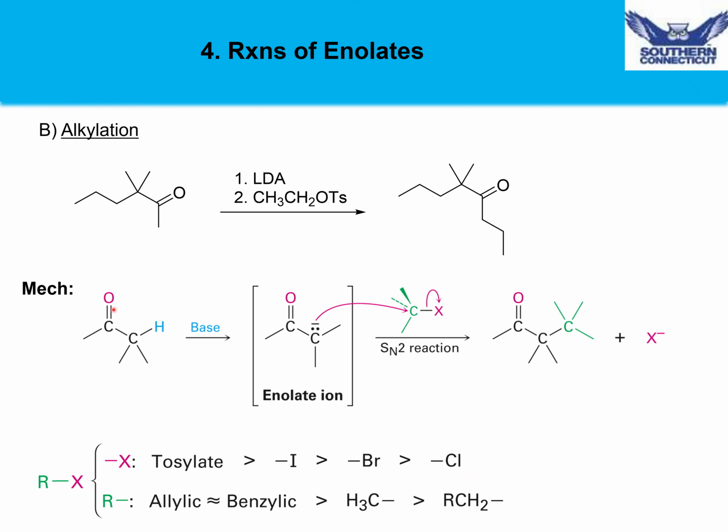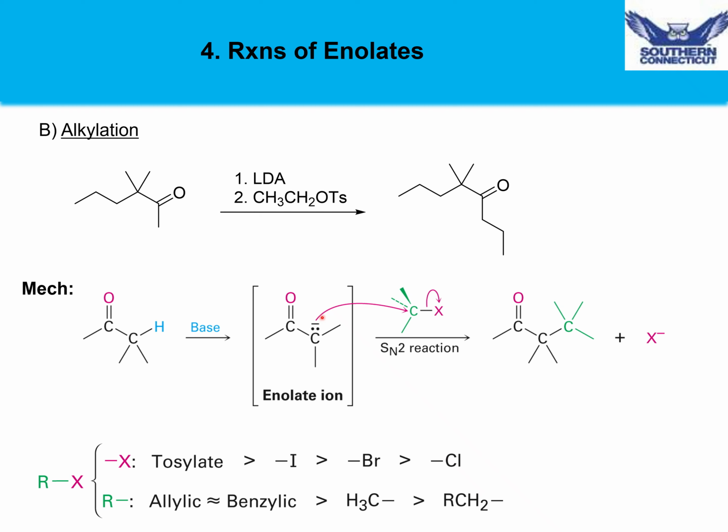Here's a general example for the mechanism. So if we start off with a ketone and we add base, such as LDA, the base would remove this alpha hydrogen, adding a negative charge on that carbon. And so notice we have produced an enolate. So the enolate is the conjugate base of a ketone or some other carbonyl.